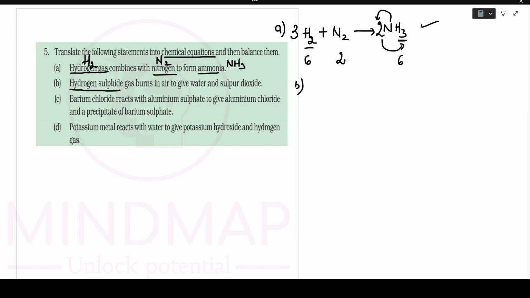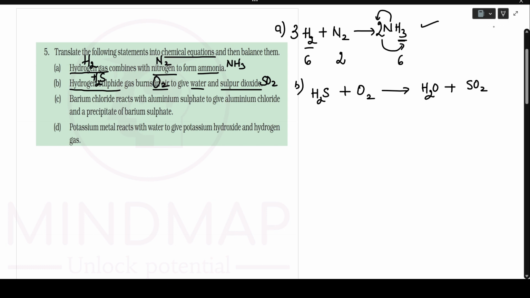Hydrogen sulfide is H2S. Gas burns in air. Burns in air means O2. Gives water and sulfur dioxide. Sulfur dioxide is SO2. Let's write the equation here. Hydrogen sulfide, that is H2S, burns in air, that is O2, and it gives water, H2O, plus sulfur dioxide, SO2.